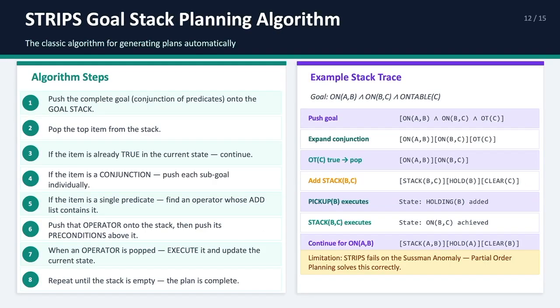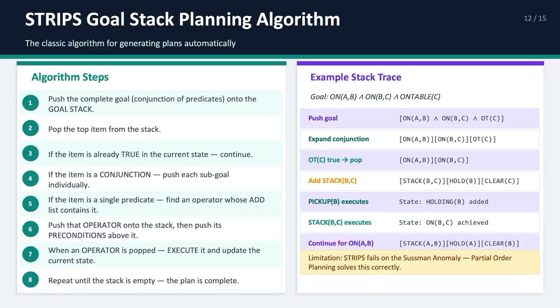Now we have the goal stack algorithm. Now let's see how the goal stack planning works. This method uses a stack to manage goals. Step by step, we'll get to know about this. First, we put the main goal into the stack. Then we break it into smaller goals. Then we find actions that can achieve each goal.